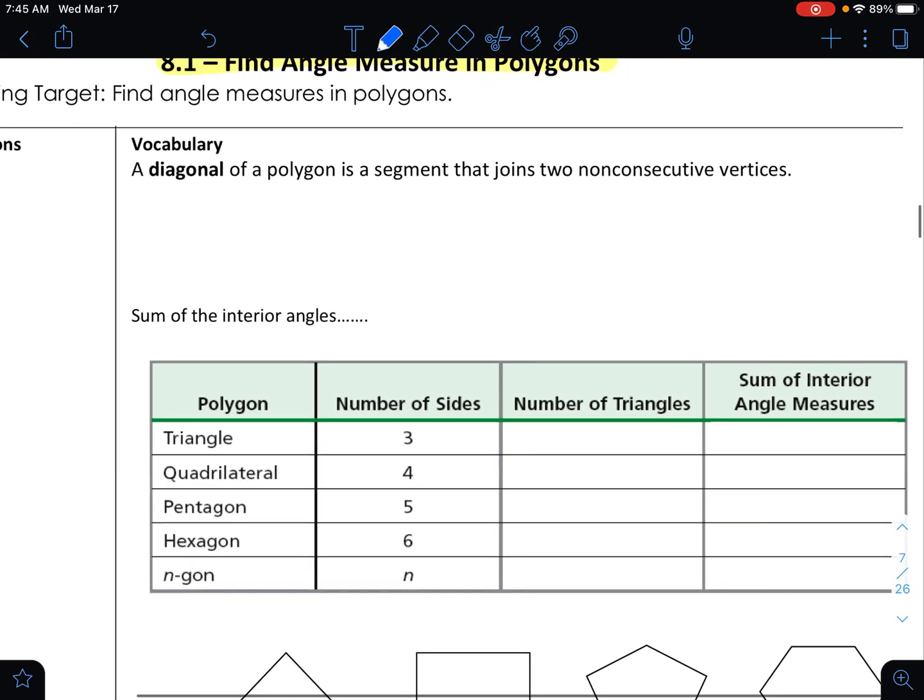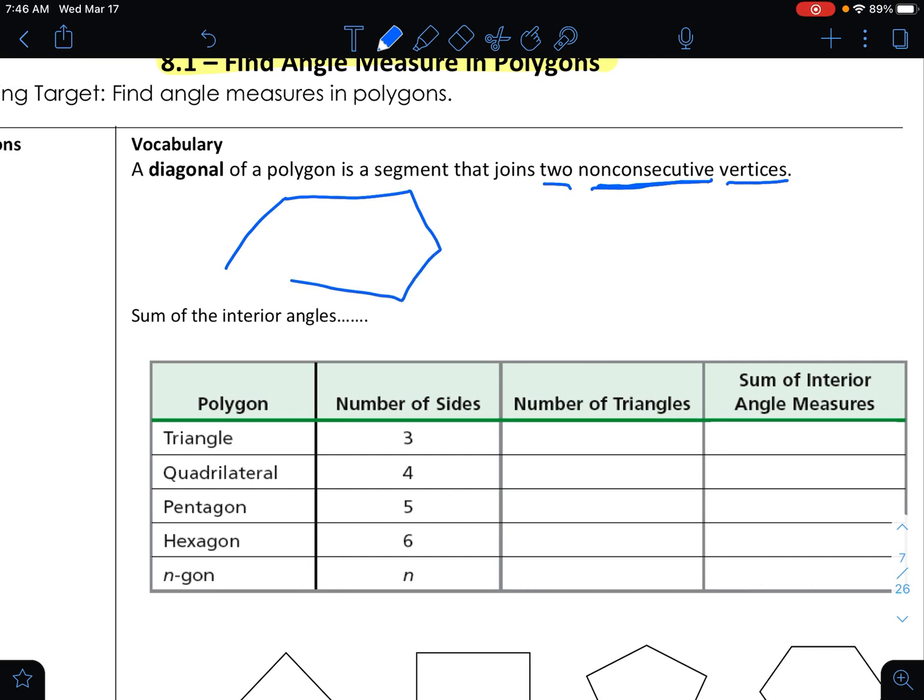Okay, let's do a definition first, and actually I want to sketch a picture to go along with this. This says that a diagonal of a polygon is a segment that joins two non-consecutive vertices. So non-consecutive means not right next to each other. So if I take this polygon, let's just draw a 5-sided shape. If I draw a diagonal, I'm going to connect two non-consecutive vertices. Now vertices are where the sides come together. So there are 5 vertices here.